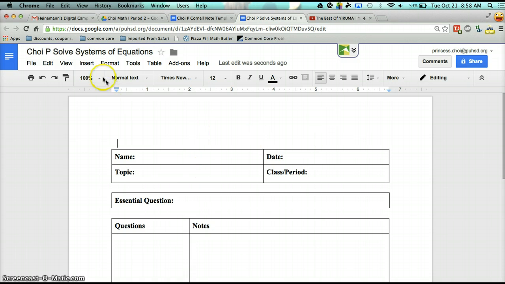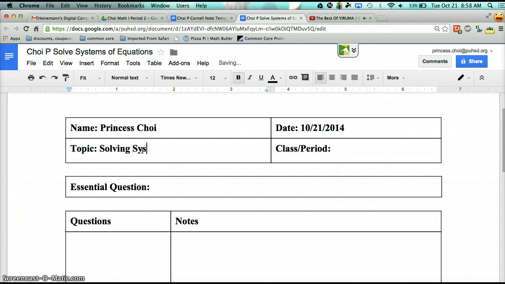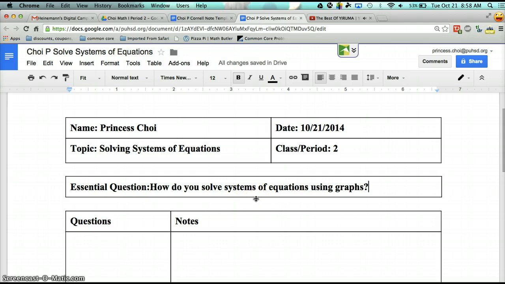So now let's go ahead and fill this out. I'm going to change this so I can fit the screen. I'm going to write my name. I always have to do this. And the date today is October 21st, right? And the topic is solving systems of equations. It's usually the same as the title, because that's how you're going to find it. This is period 2, but you should write whatever period you are in. Your essential question: how do you solve systems of equations using graphs? Okay, because this is really important.